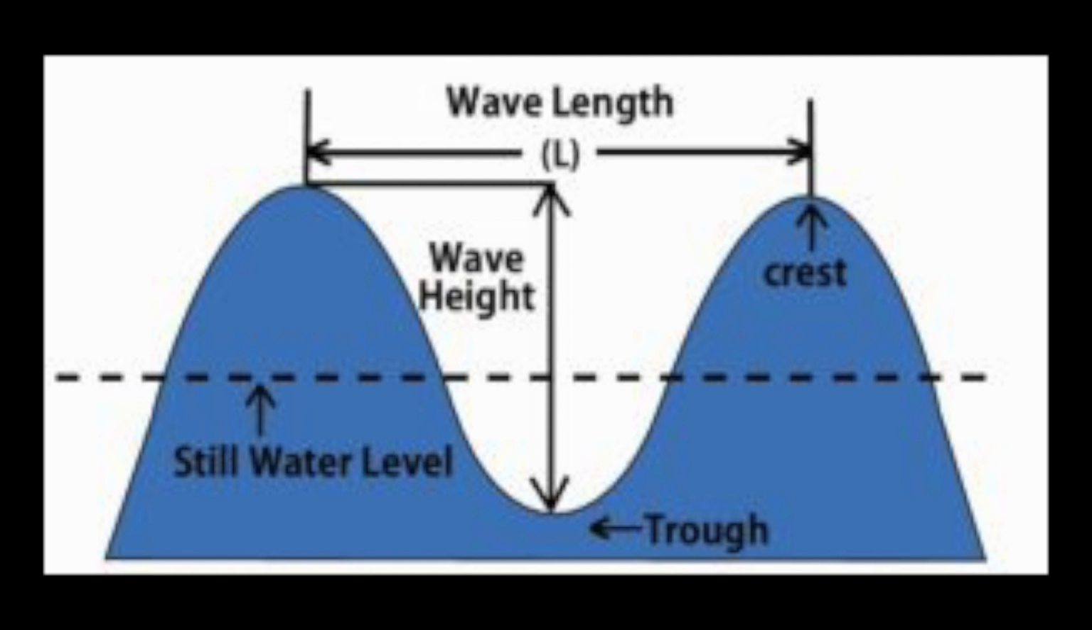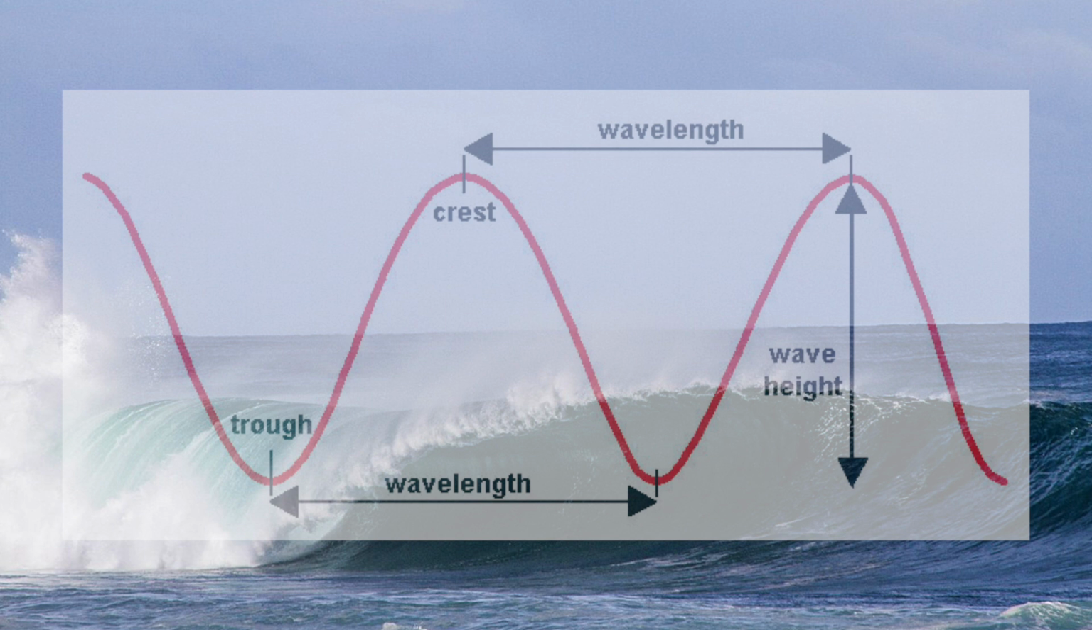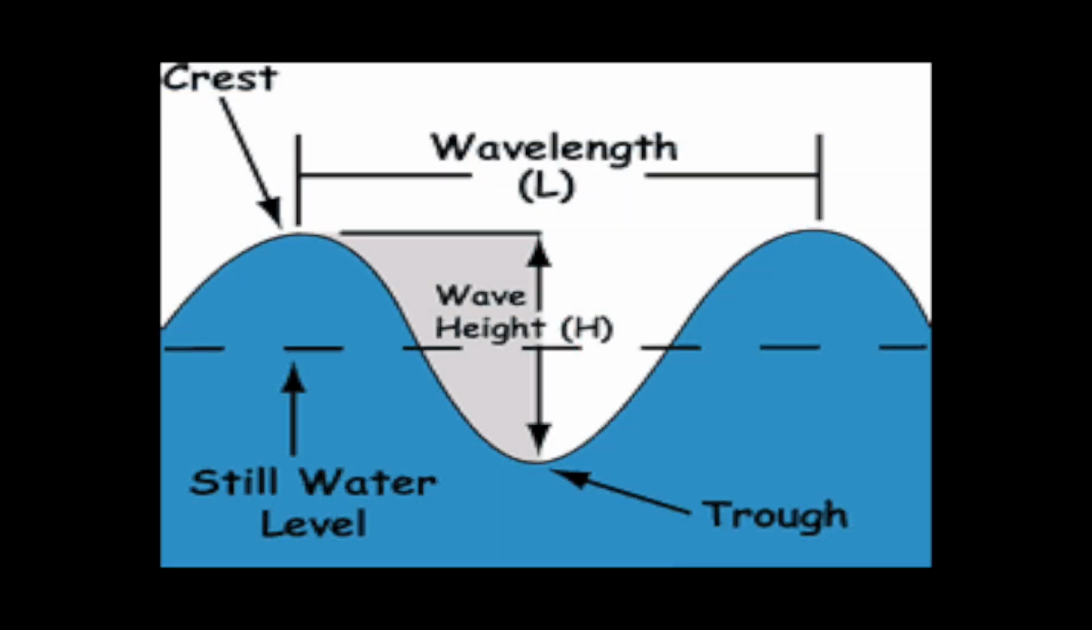Characteristics of the waves. Sea waves are defined as the undulation on the sea water characterized by well-developed crests and troughs. The characteristics of the sea waves are described as follows. One, wave crest and trough. The highest and the lowest points of the wave are called the wave crest and wave trough respectively. In other words, the upper part of the wave is called the crest and the lower part is called the trough.